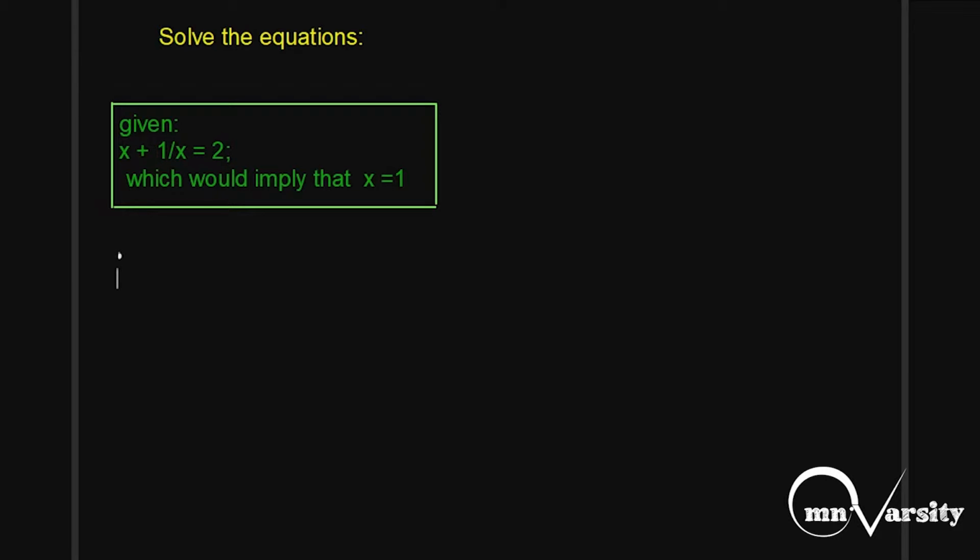So if a question comes that x to the power n plus 1 by x to the power n equals how much? Here n can be any natural number. So I'm going to replace this x with 1 and this one also with 1. We can easily find out that the answer is 2.